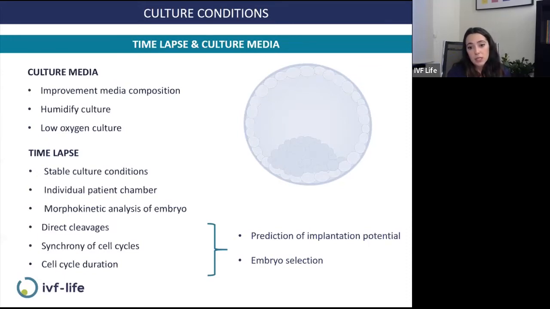Together with this is also the presence of time-lapse incubators, which we have in our clinics. These kinds of incubators provide a stable environment for culture conditions. They have individual chambers for each patient and take pictures of the embryos every 5 minutes. With this information, we can analyze the morphokinetics of the embryo and consider synchrony of cell division, cell cycle duration, and direct cleavages. These markers help us to predict the implantation potential, and we can make a better embryo selection when taking into consideration all this information.